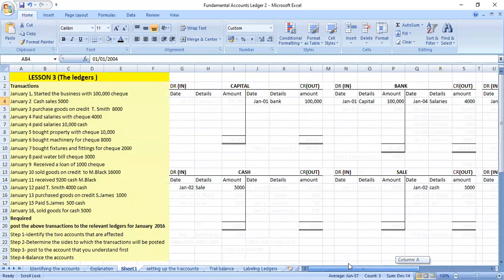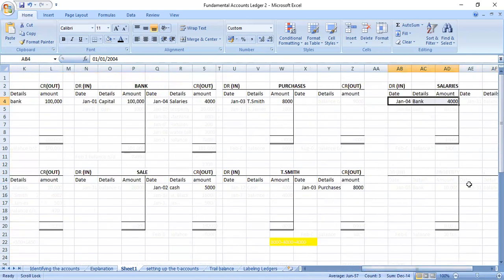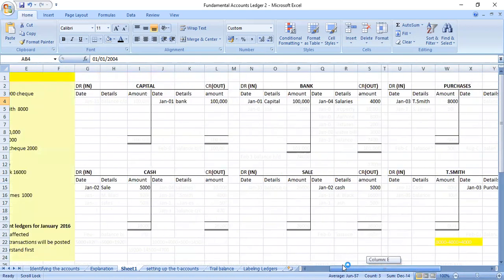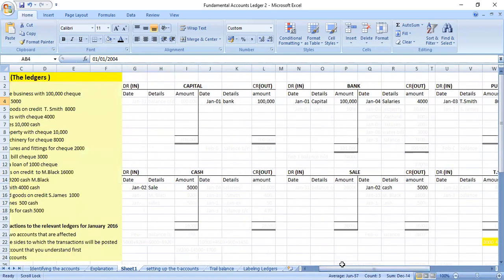The next one says January 4, paid salaries $10,000 cash. The two accounts affected again are salaries, but this time it is cash. Do we have a cash account? Yes. Here's our cash account. Do we have a salaries account? Let us see. Yes. Here's our salary account. So we don't need to prepare an additional one because they are there already.